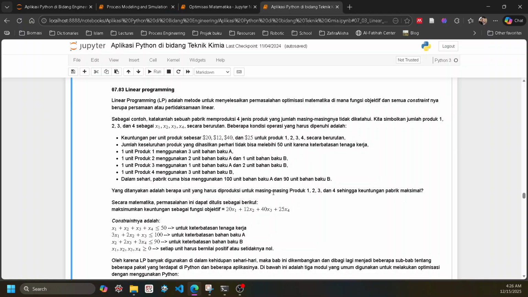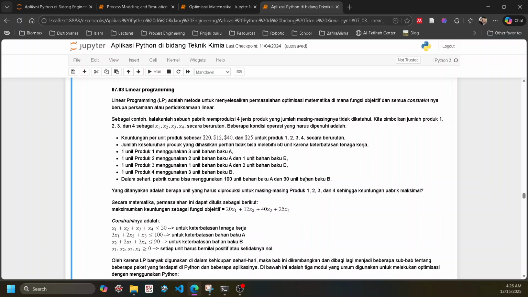Now the constraints, right? How many they can make in a day is not more than 50. So x1 plus x2 plus x3 plus x4 is less than 50. And then for raw material A, 3x1 plus 2x2 plus 1x3, that should be less than 100, because that's the maximum limit of raw material A that can be used.